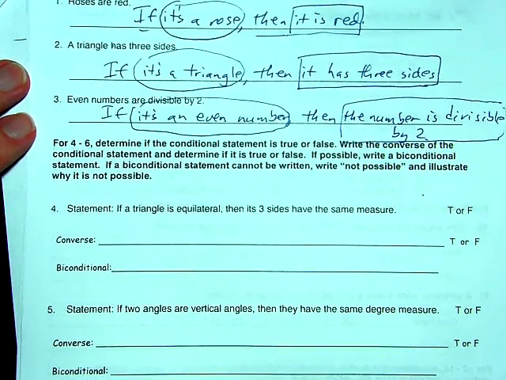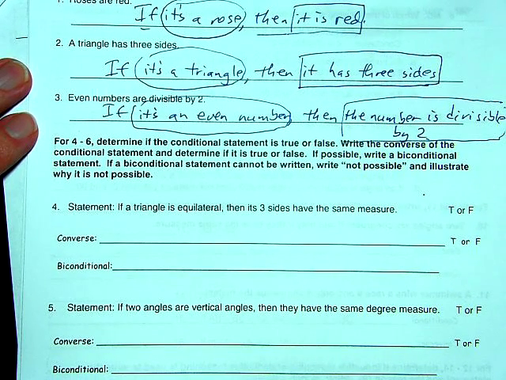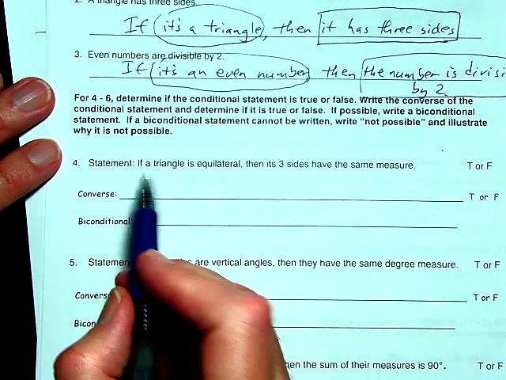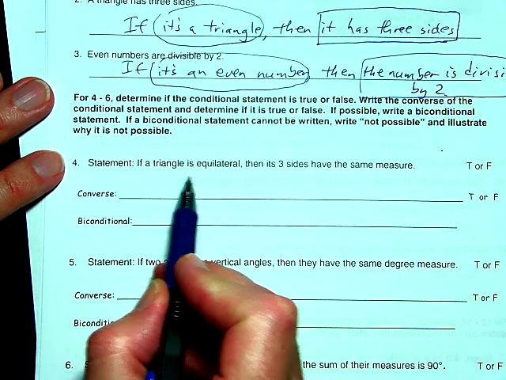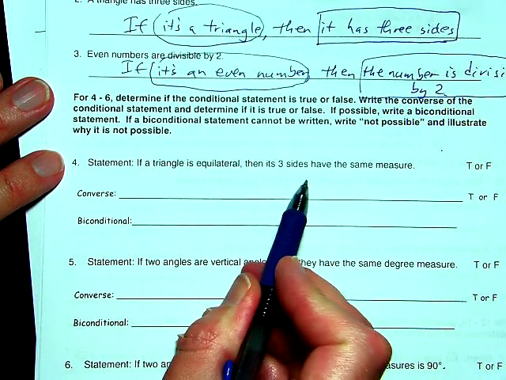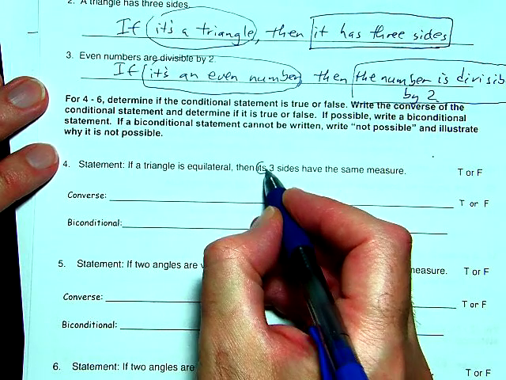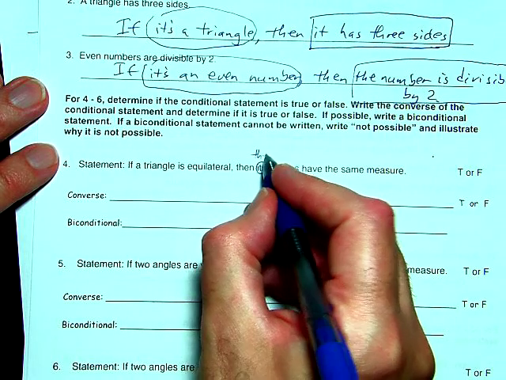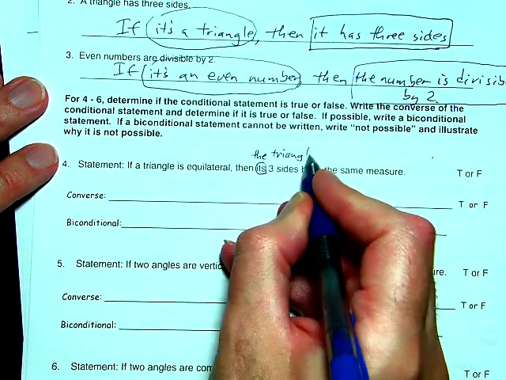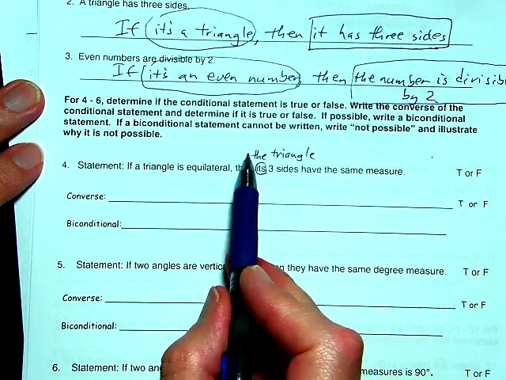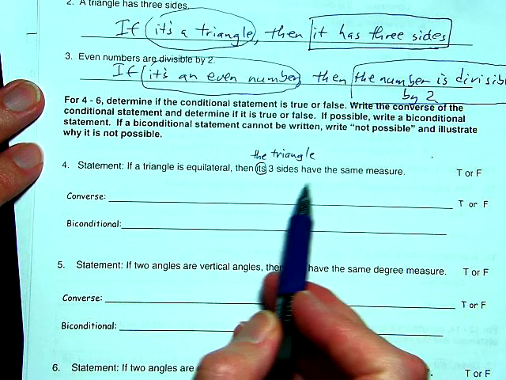For 4 to 6, determine if the conditional statement is true or false. Write the converse and determine if it is true or false, and then if possible write a biconditional. So we've seen this kind of exercise before. The statement we're given is: if a triangle is equilateral, then its 3 sides have the same measure. Okay, so realize that its refers to the triangle. That's kind of important when we write the converse, because we're going to put what was after the if in the converse.